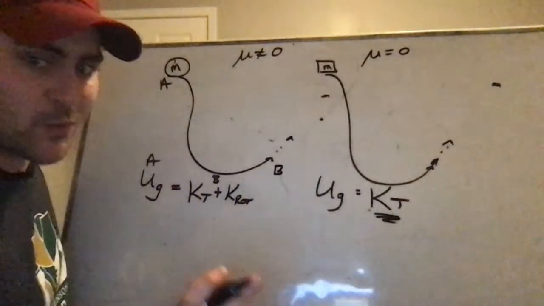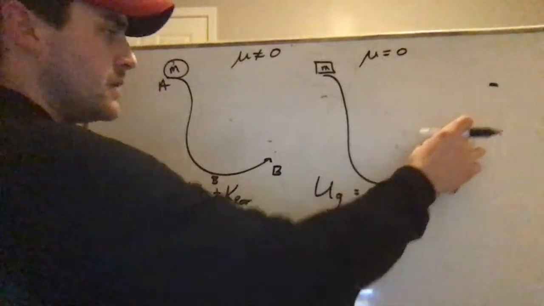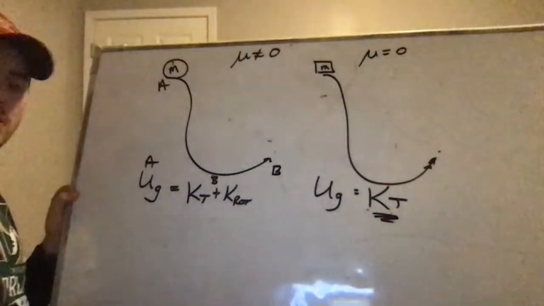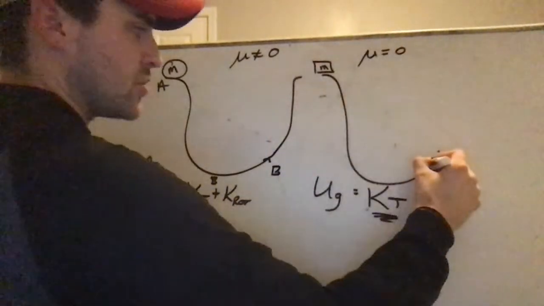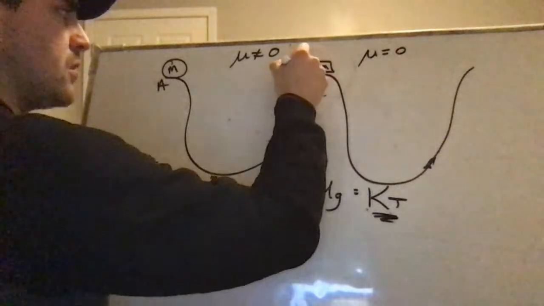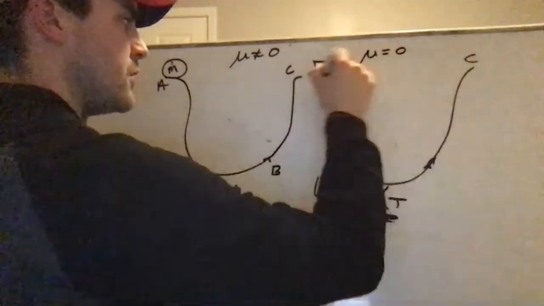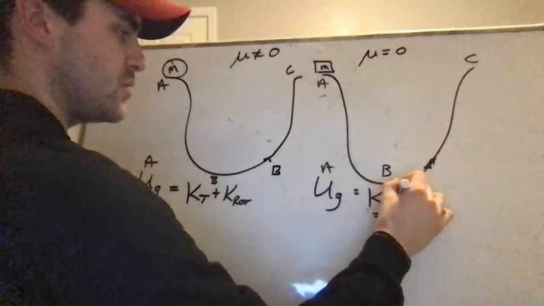Here's where it gets super weird. Let's imagine now that this ramp doesn't actually end, but instead it comes back up to its initial spot. It goes back up to the initial height. Let's track our energy now, and we'll call this point C. If we call this A, this is point B, that's point C. There's A, this is point B.